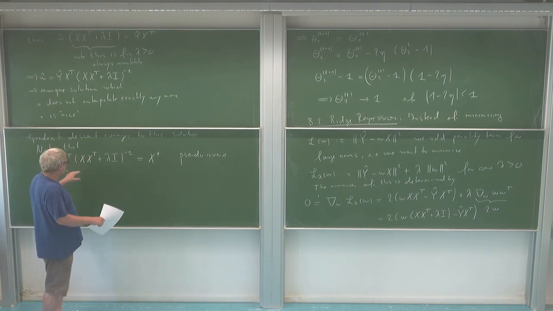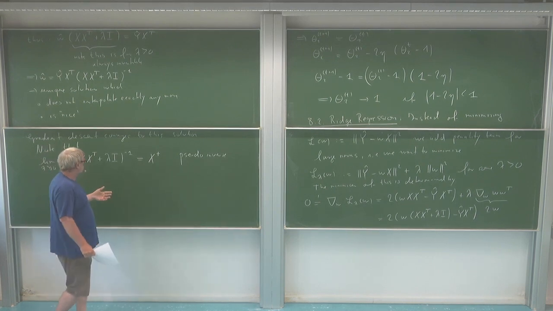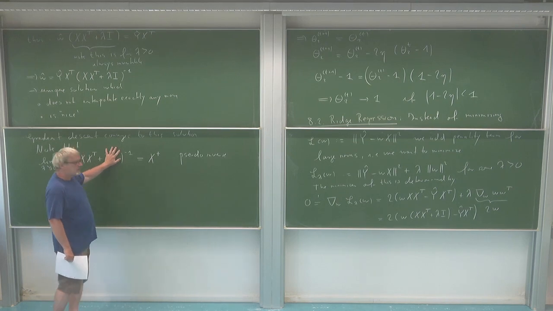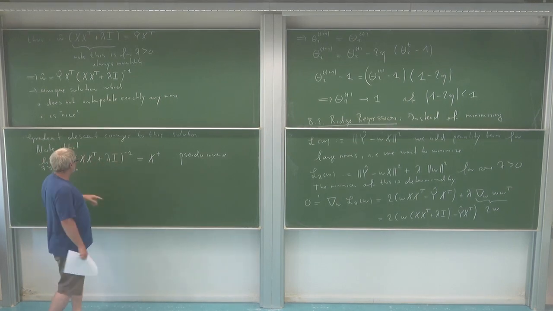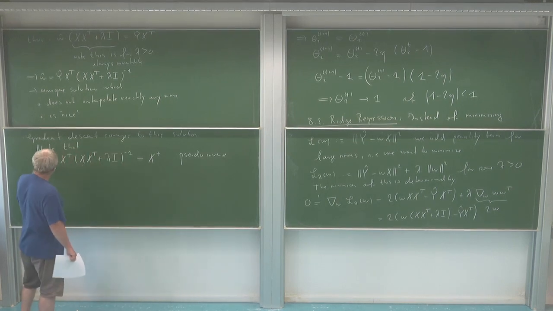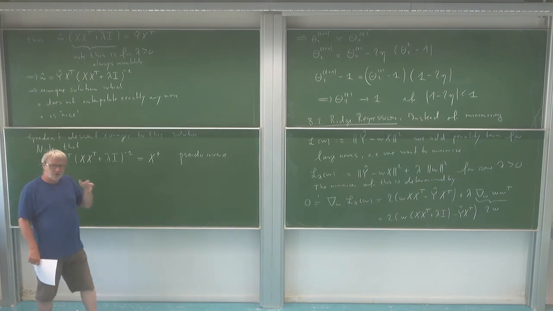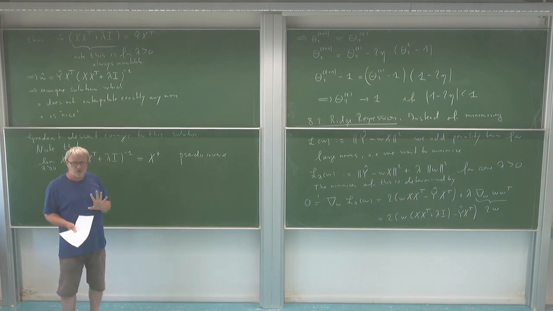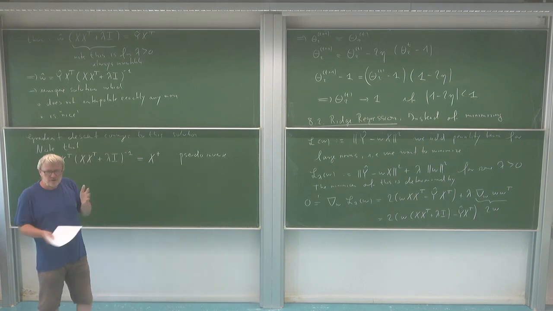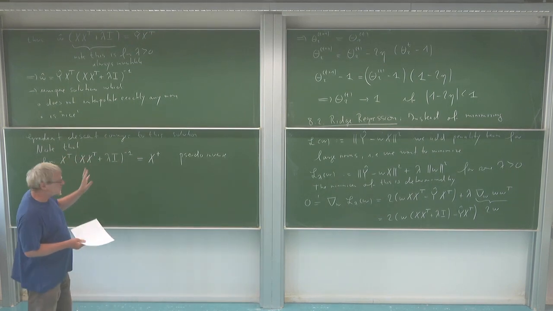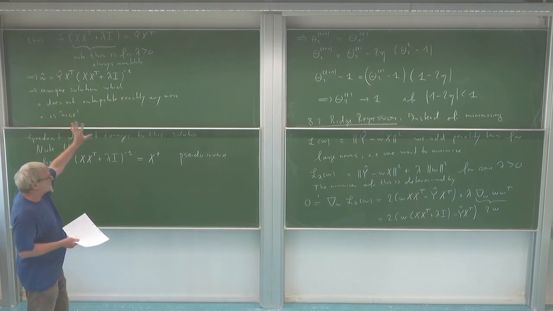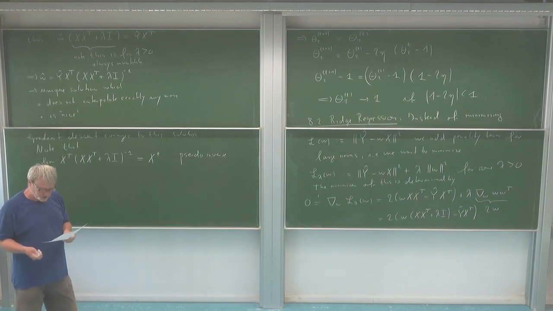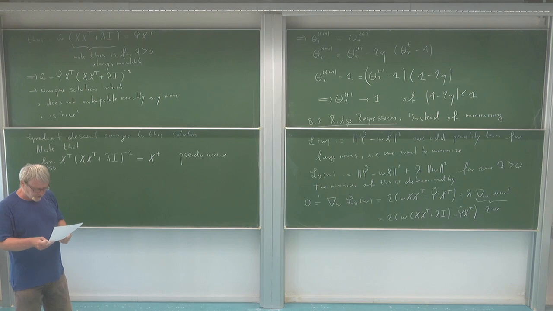In other cases, this without a lambda doesn't make sense, but we can take this, which always makes sense, and then send lambda to 0. Of course one has to see that this converges to something, but it does, and this is the pseudo-inverse. There are many ways of defining the pseudo-inverse, but this is a nice one, which fits very nicely with this linear regression.